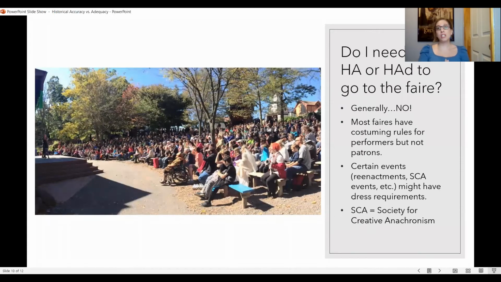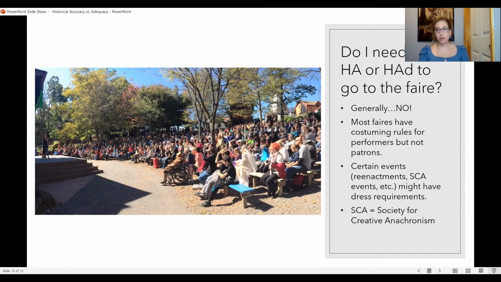Okay, do I need to be historically accurate or historically adequate to go to the fair? No. Most fairs have costuming rules for performers, but not patrons. There are certain events like reenactments that might have dress requirements. It's always a good idea just to double check where you're going to make sure there aren't dress requirements, but generally no. If you're going to a regular Renaissance fair as a patron, there's no reason.